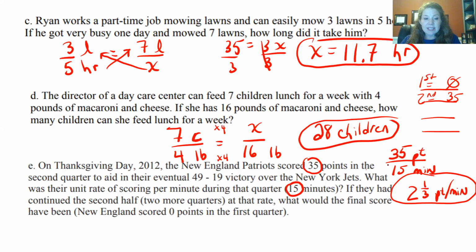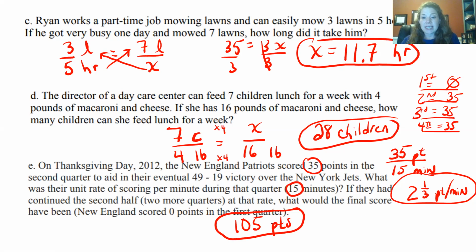Then it says if they had continued the second half, 2 more quarters at this rate, what would the final score have been? Well, if it's the same rate, in the third quarter they would have scored 35 points, and in the fourth quarter they would have scored 35 points, right? So the total score would have been 35 times 3 quarters, which is 105 points total. So the first answer is 2 1/3 points per minute, and the second answer is 105 points if they maintained that rate.